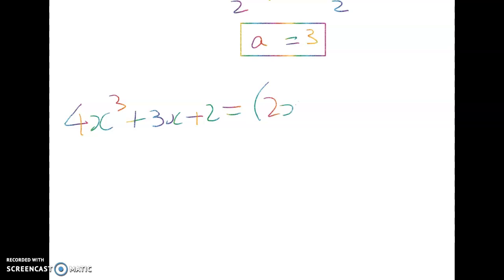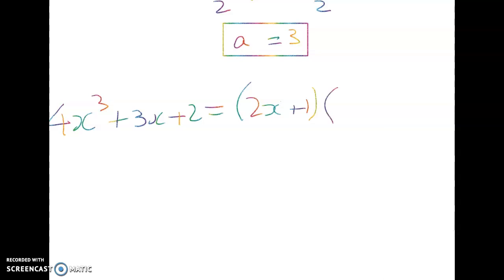Right, but here we are. Here's 2x plus 1. Right, now we've got to factorize the rest. Now, I'm just going to do this by inspection. I did this in a video a couple of days ago. Make sure you can do it. So we've got 2x times what will give me 4x cubed. Well, I've got 2x squared here. Right, looking at the next term, that gives me a plus 2x squared that I don't want. I have to undo that by subtracting out a minus x here.